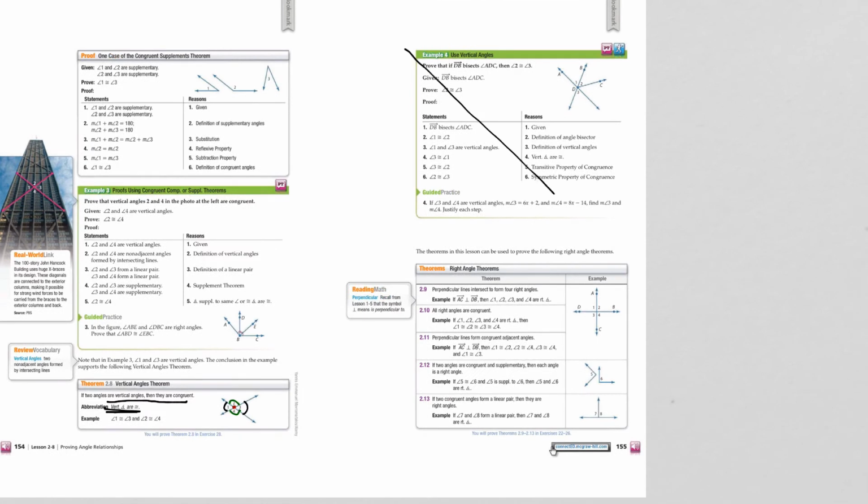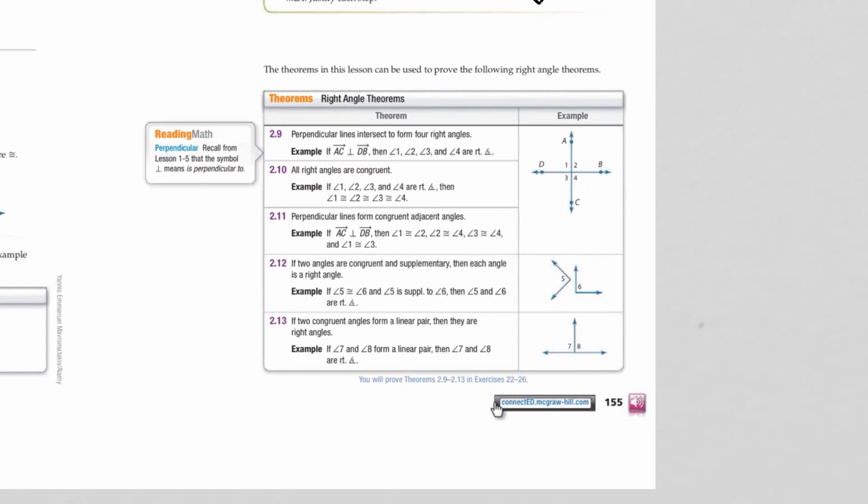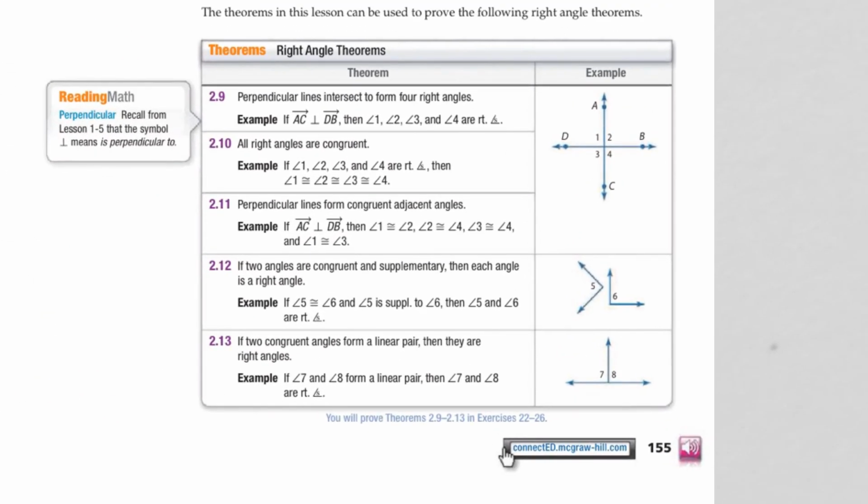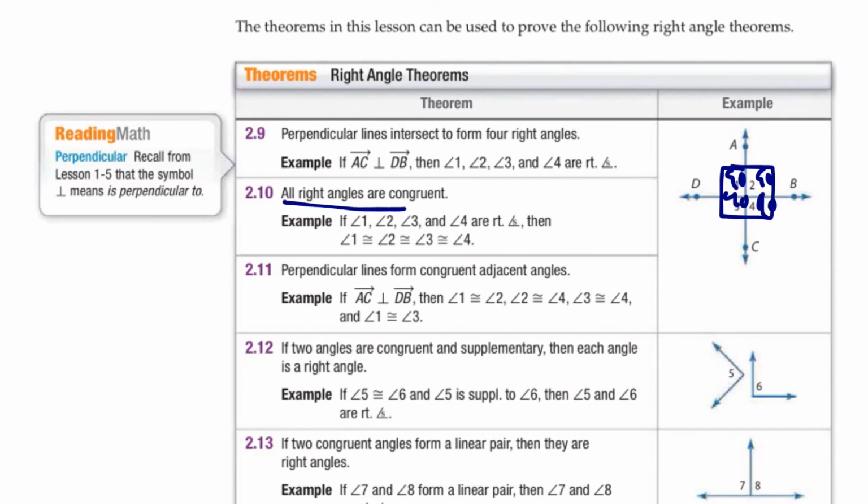So example 4, the proof. Don't have to worry about proof. So we're fine. We do have more theorems though. Look how many theorems we have. That's what I'm saying. Make sure you write them all. This says perpendicular lines intersect to form 4 right angles. So what they're saying is two lines that are perpendicular always make what? 4 right angles. 90, 90, 90, 90. And we saw this in Southwest, right? Anything that's perpendicular always makes 4 right angles if they cross each other. This one, straight up true.